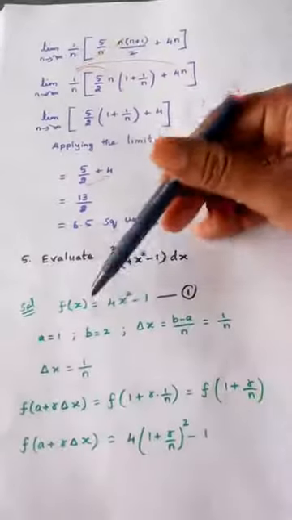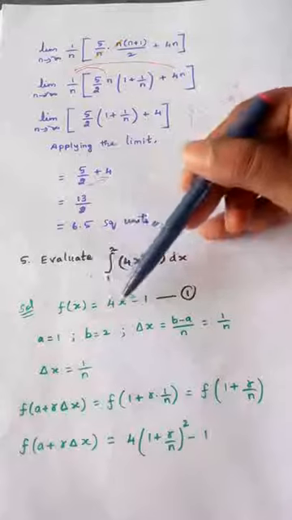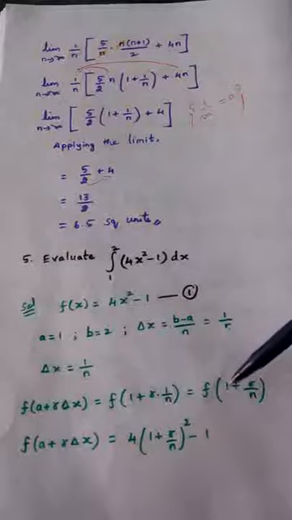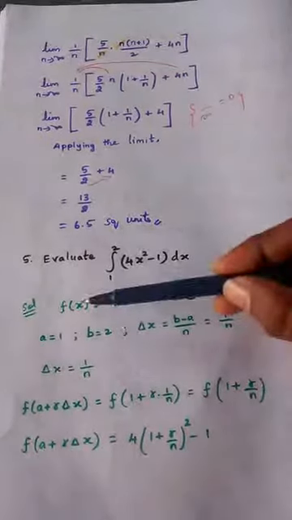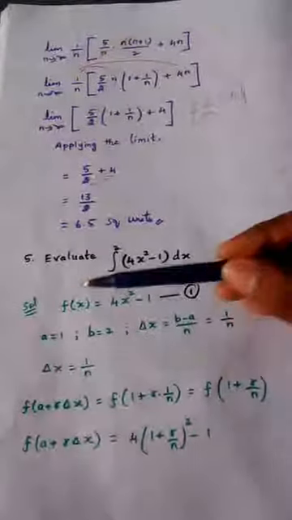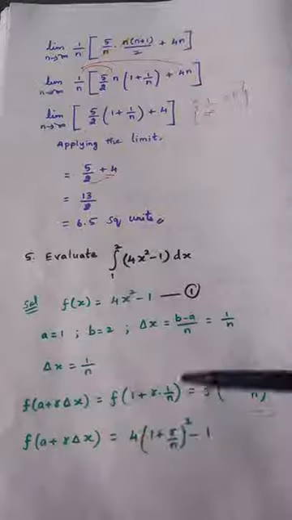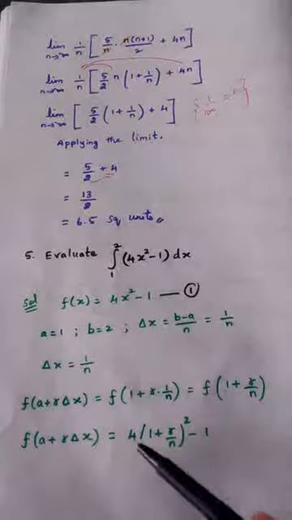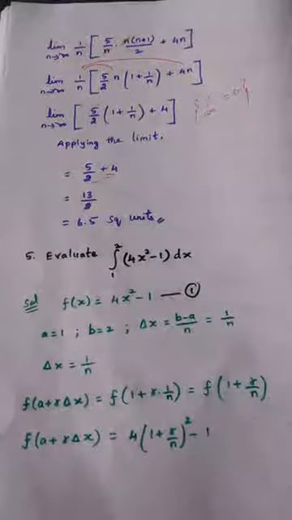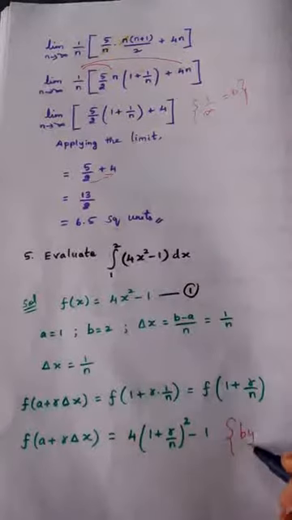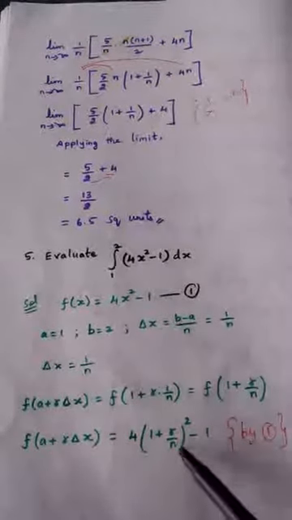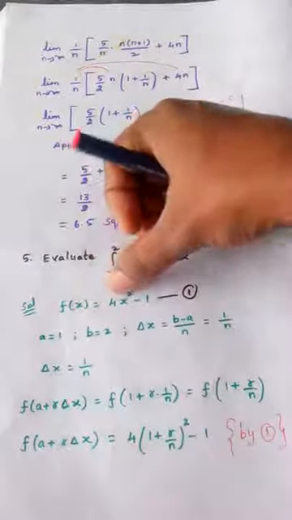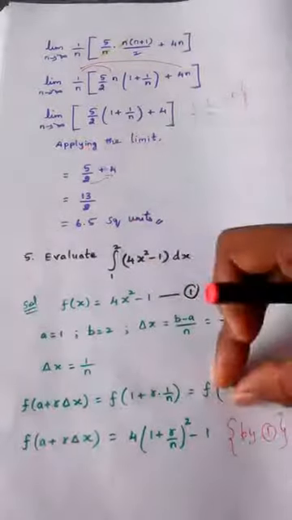But see, what is f of x? f of x means 4 into x square minus 1. So in place of x we are having 1 plus r by n. So what happens here? 4x square, so 4, this is x, so 4x square minus 1. This is by using the first equation. Try to understand how I wrote this. This is f of x. What is the f of x formula? 4x square minus 1. So this is x.